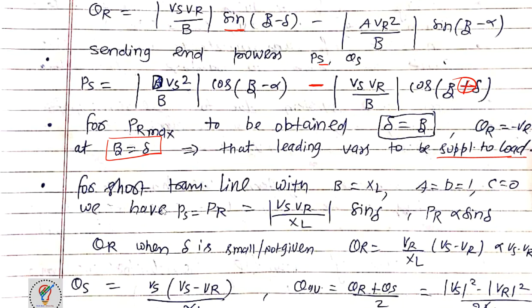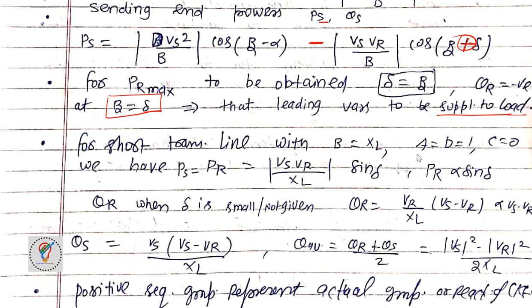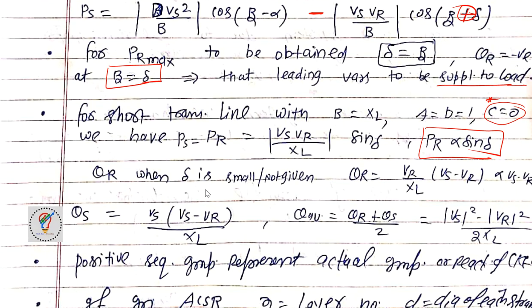Now next one, for a short transmission line with B equal to XL and A equal to D equal to 1, C equal to 0 is neglected here. This is also an important point from an examination point of view. We have PS equal to PR equal to VS VR by XL into sin delta. We generally make a short formula here, and PR is proportional to sin delta. When delta is small and not given, we can say QR is equal to VR by XL into (VS minus VR). So the receiving end reactive power is proportional to the difference between the voltages, or you can say the voltage drop.